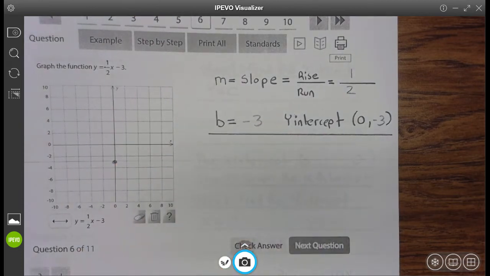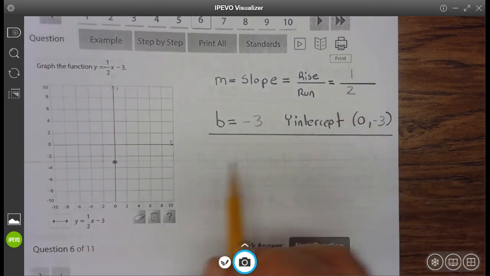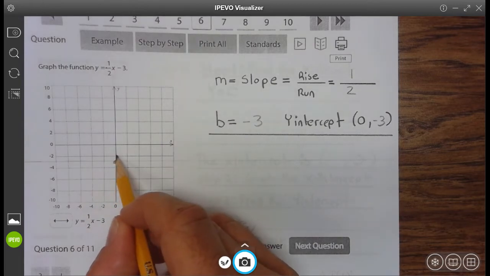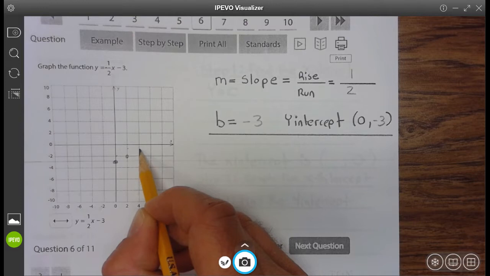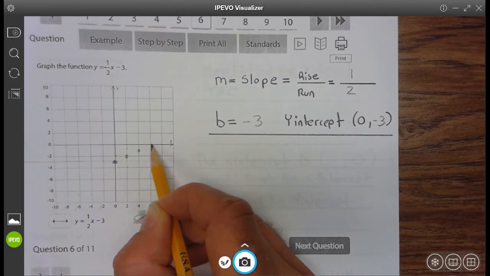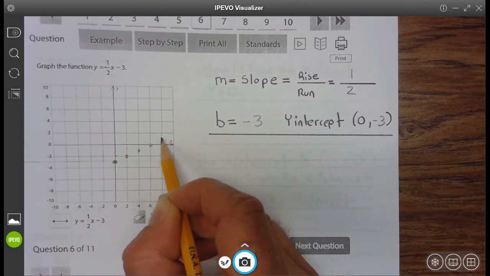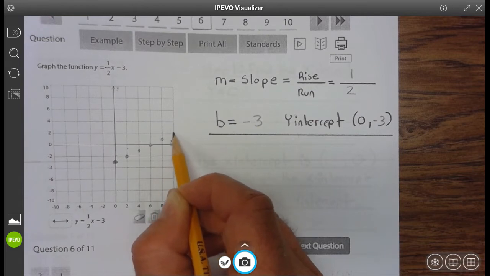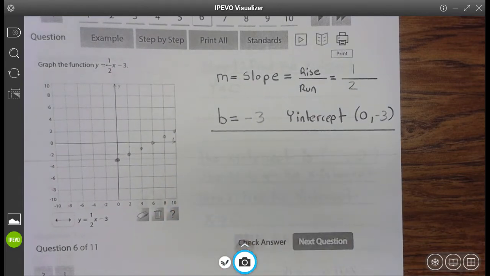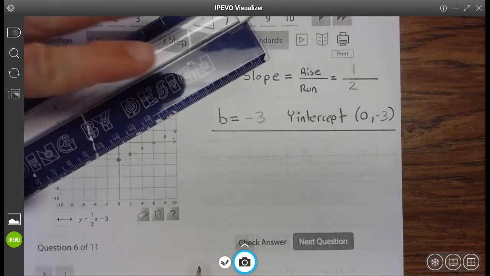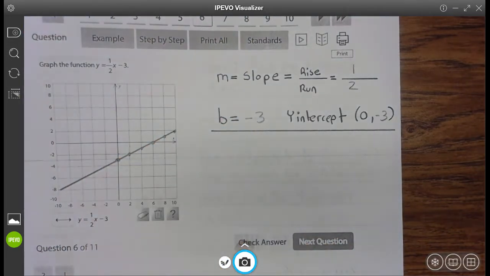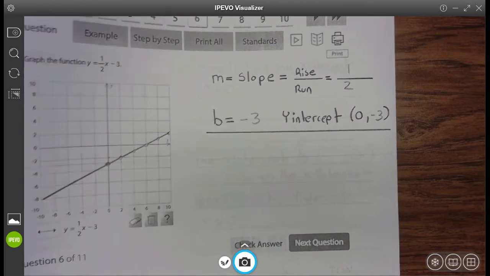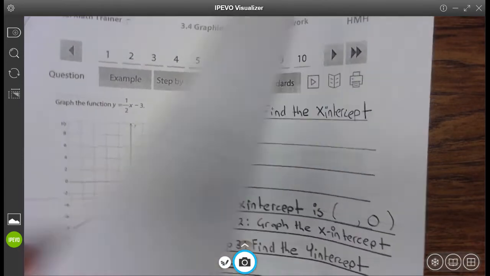It's right here. Now the slope: we go up 1 to the right 2, up 1 to the right 2, and repeat that up 1 to the right 2 for the rest of the points. And there's your graph. All right, go and finish up example 6. All right, let's take a look at the next example.